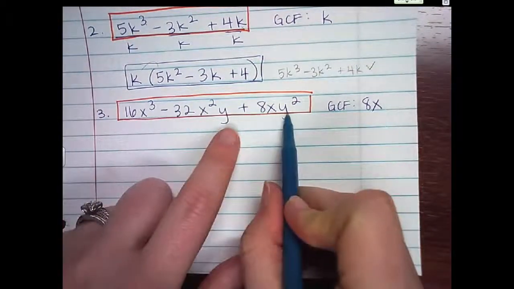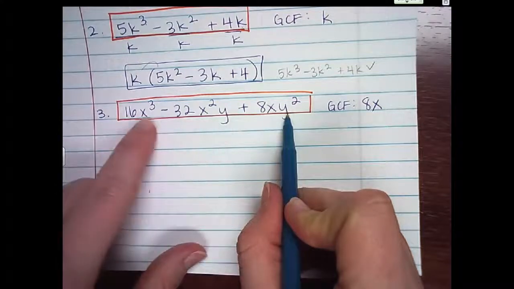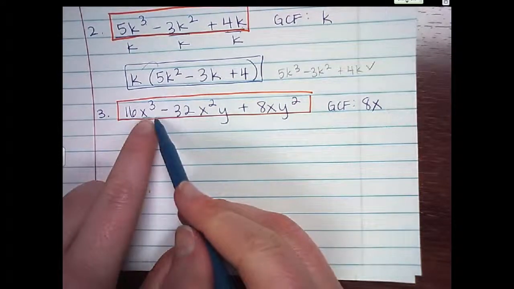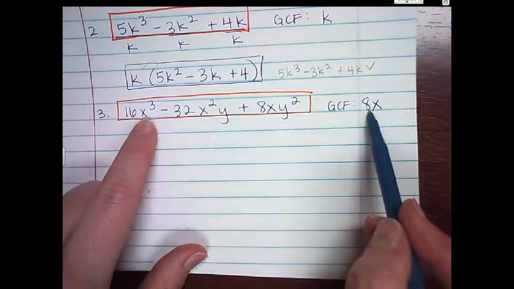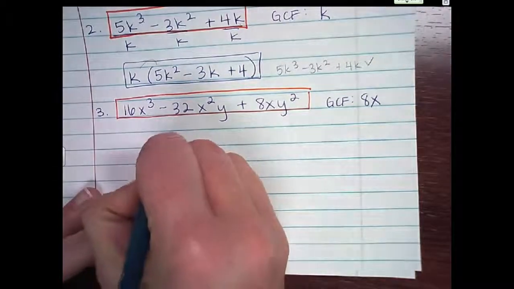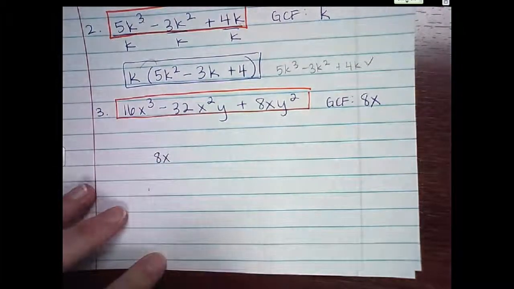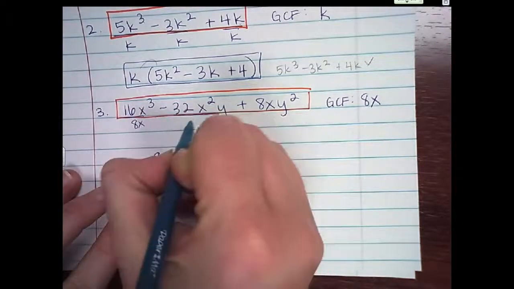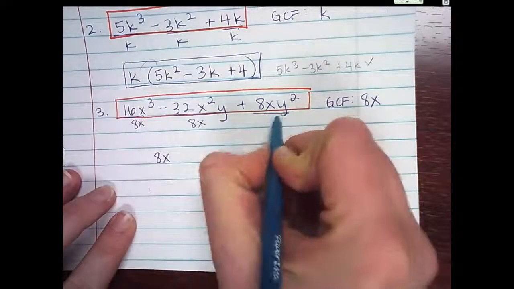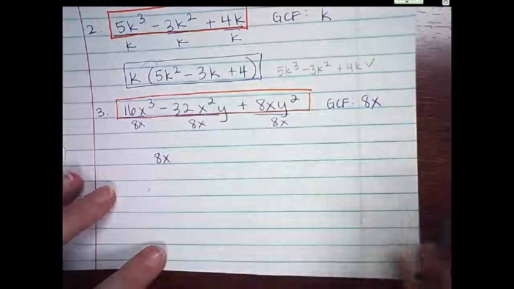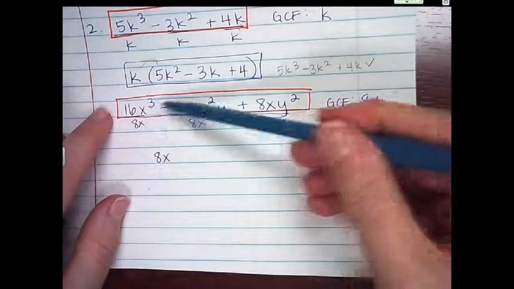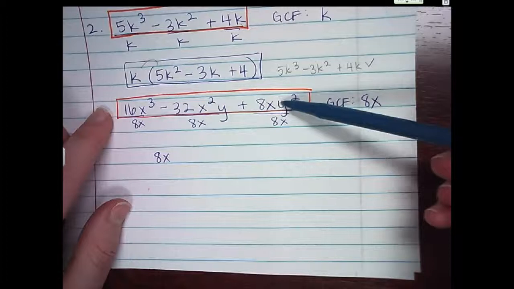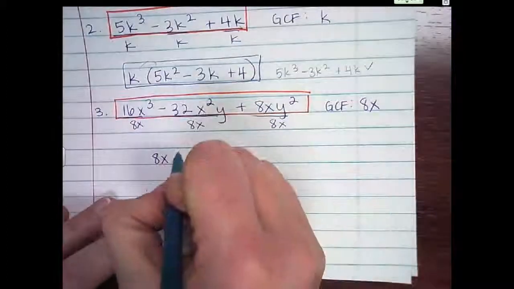Now, there's 2 Y's here and 1 Y here, but there are no Y's right here, so I can't take out any Y's. So this is my GCF. Okay, so I'm going to put my GCF on the outside. I'm going to divide each piece by the GCF. Divide by 8X, divide by 8X, divide by 8X. If you start with 3 terms, 1, 2, 3, you should have 3 terms in your parentheses here.